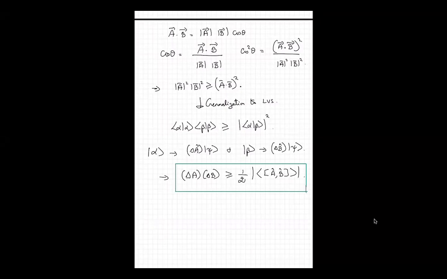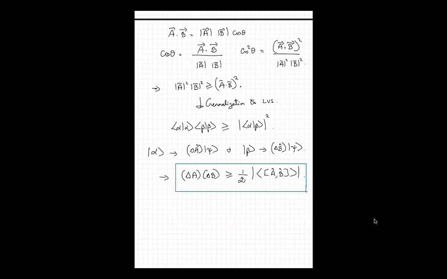Okay, what this means, the physics of this equation, is as follows. Remember that the left hand side is not an operator. Okay, it is just a number. Delta A means the uncertainty in the measurement of the quantity A. Delta B means the uncertainty in the measurement of the quantity B. The uncertainty in the measurement of quantity A times the uncertainty in the measurement of quantity B has to be greater than or equal to some minimum value. This minimum value is proportional to the average value of the commutator of A and B.